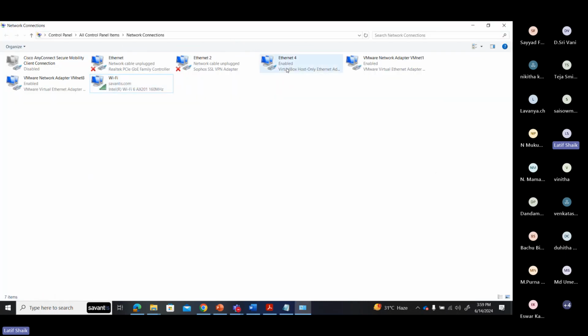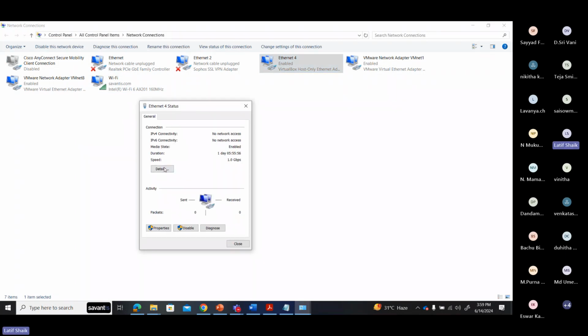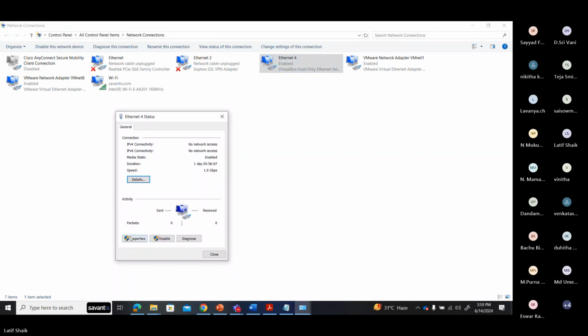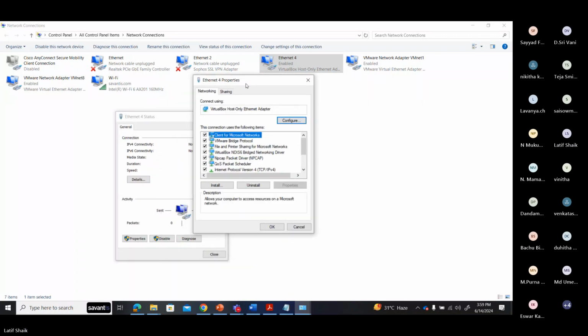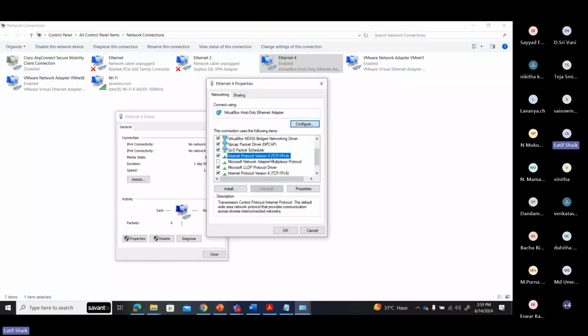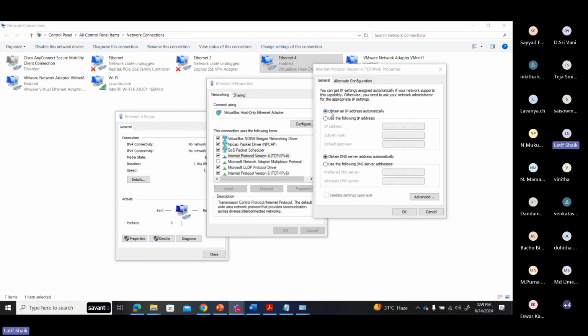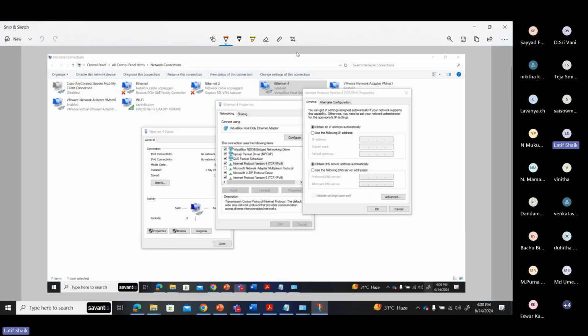Guys, look at this. I have an adapter. For this adapter, I can assign an IP address manually. Look at how to assign an IP address manually. I double click on the adapter, go to the properties, and IPv4 properties. If you select obtain IP address automatically, it means you will get an IP address from the DHCP server.